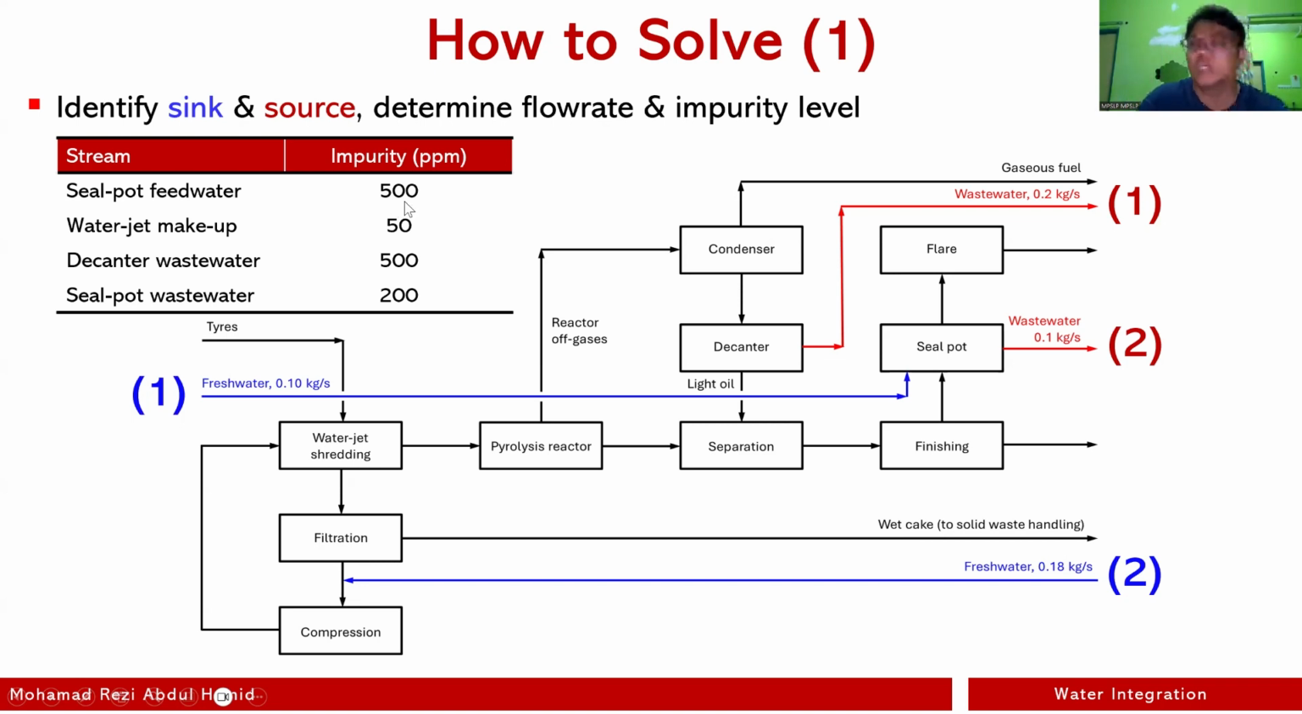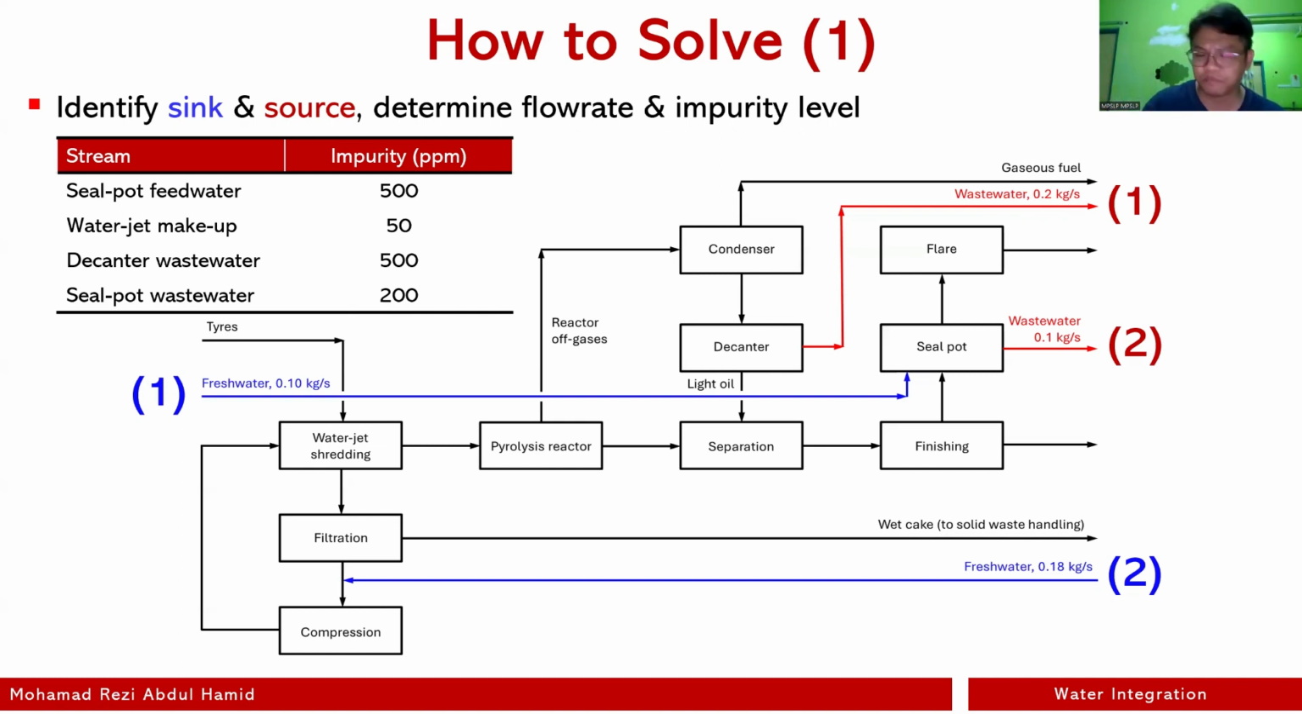How about your source? Source, as I mentioned earlier, is a stream that contains a species that you want to recycle. Obviously, it is an outlet of a process stream, but it doesn't go anywhere. As you can see, this doesn't go into the next process stream. It just ended. It is terminated. So obviously, I have source number one, which is wastewater at 0.2 kilogram per second. And then I also have the second source, 0.1 kilogram per second. And then these are their impurities. So I have identified my sinks and I have identified my sources, along with their flow rate as well as impurity level.